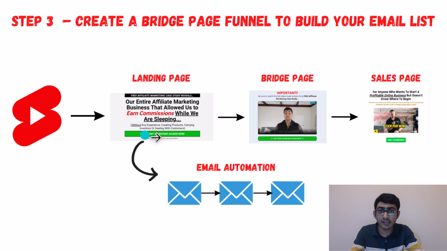And then once they click this button, they directly go to the second page of my funnel, which is also called the bridge page. Inside this page, I have a small video that talks about the affiliate offer which I am promoting. And once they click this button, they directly go to the sales page of the product which I am promoting. And once they purchase, I will get a commission.